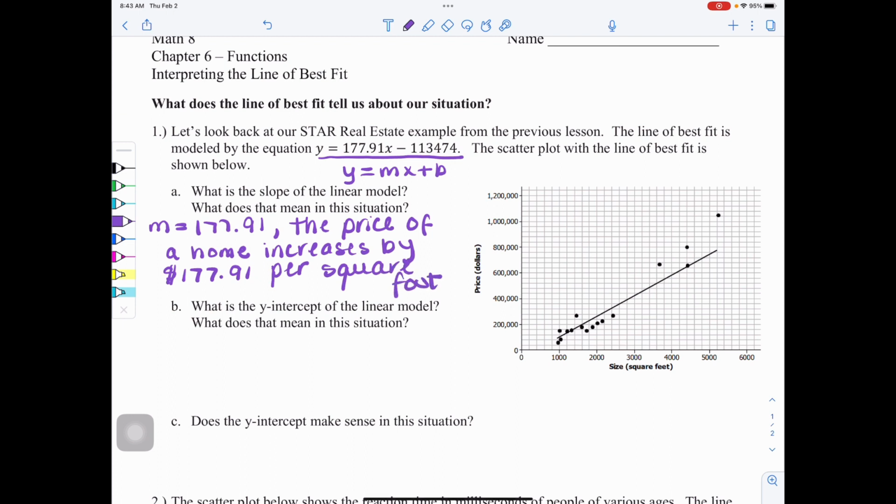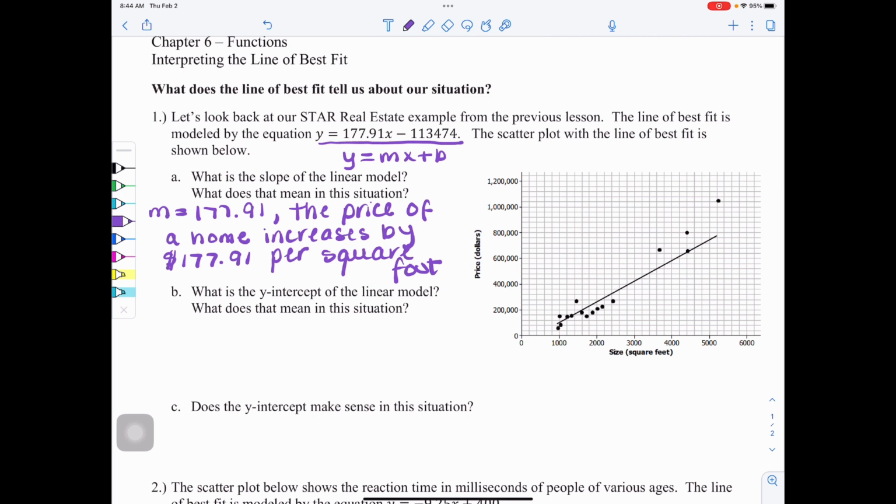So we're describing it, right? We're locating the number in the equation that is the slope or rate of change, and now we're describing what that number means in terms of our situation. We can also do the same thing with the y-intercept, what we used to call in the functions chapter the initial value. So what is the y-intercept of the model?